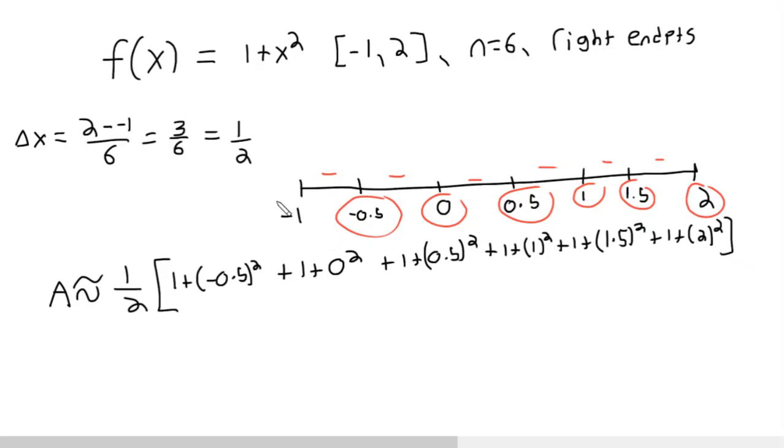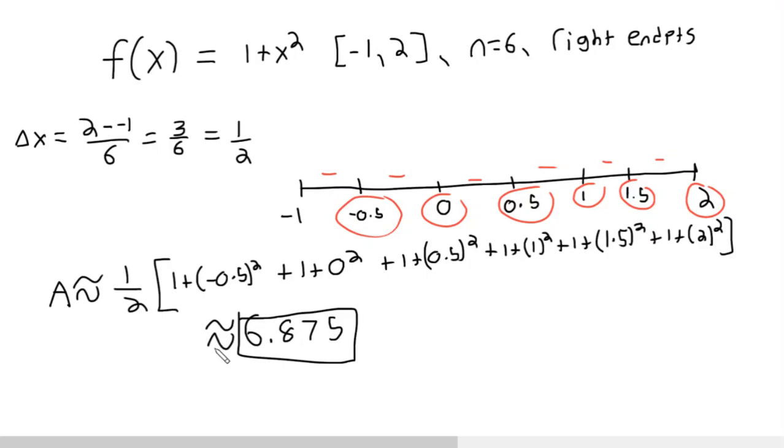And again, I'm not including this negative one because I'm using the right endpoints. I'm using the right endpoints of each one. And if you put all this in your calculator, you'll get that this is approximately 6.875. And that's your answer for that one. So if you're using the right endpoints, you're using the right endpoints there.